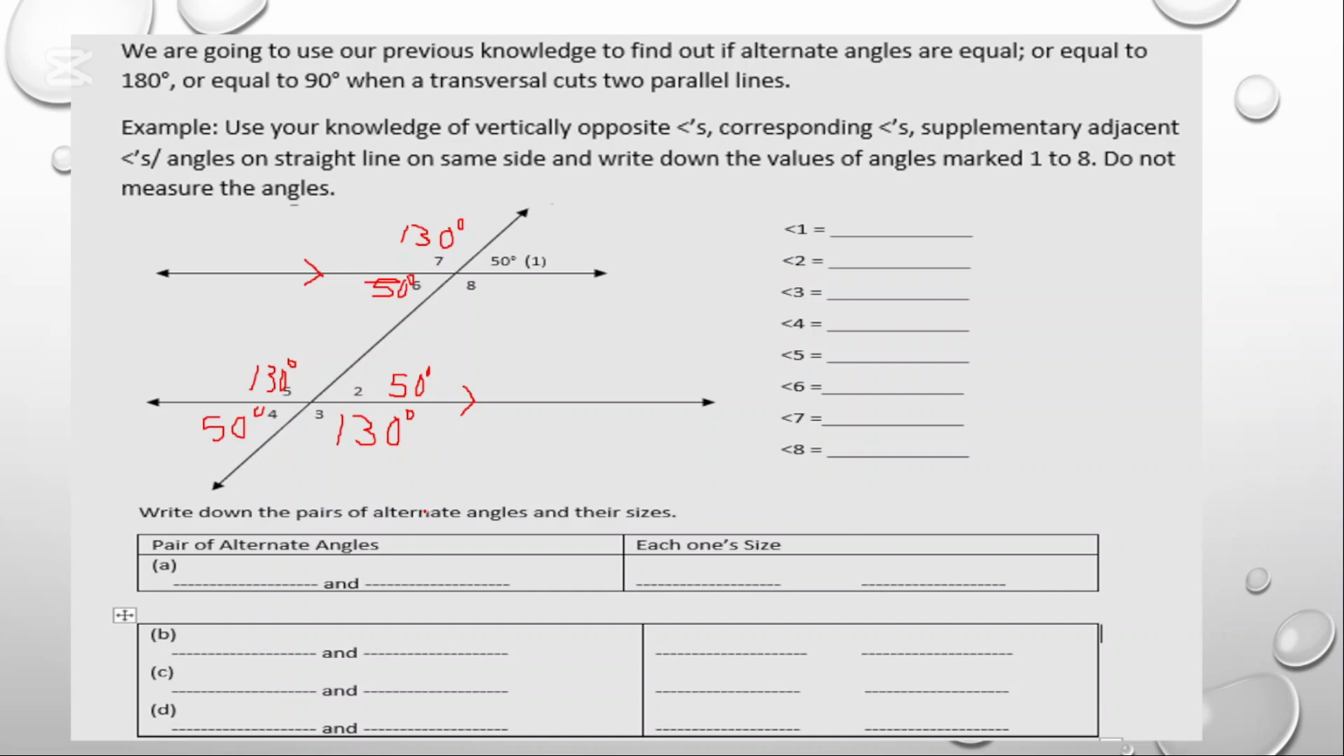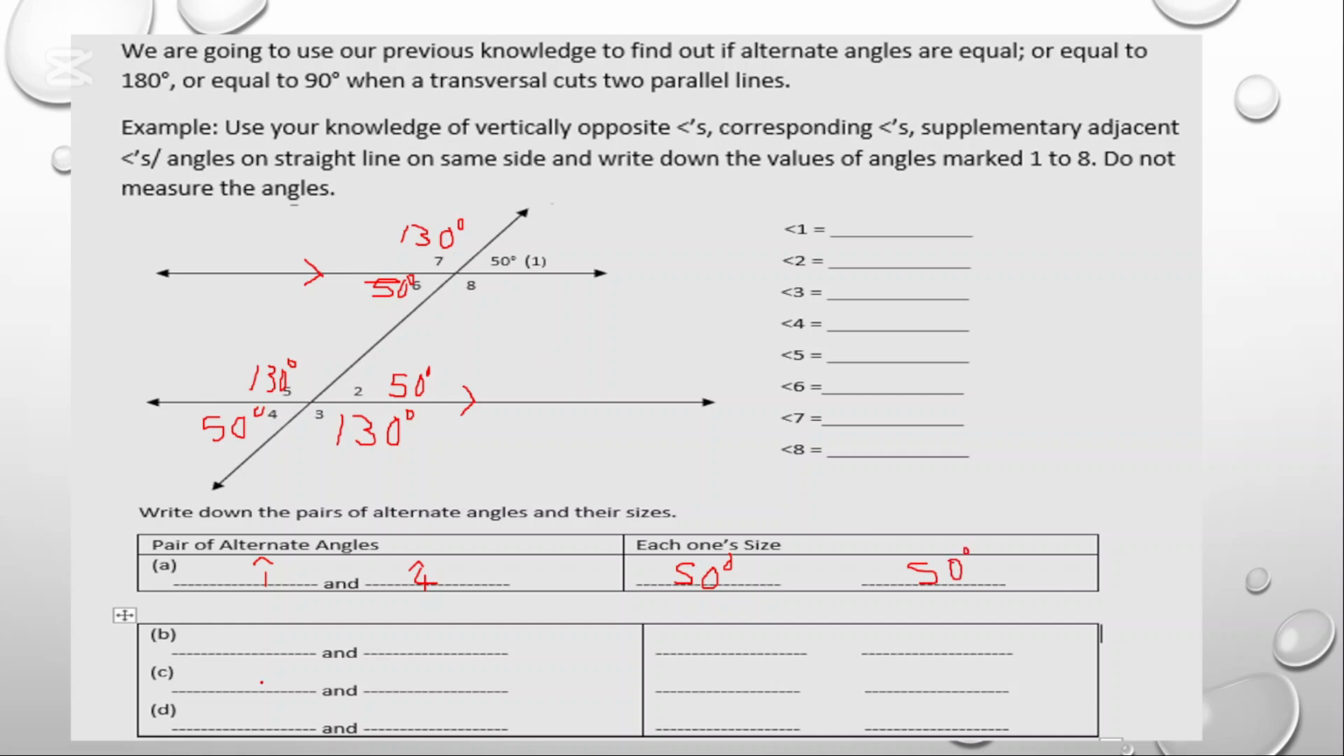Write down the pairs of alternate angles and their sizes. So I'll write down one pair. I'll write down angle 1, and the alternate pair, the other one, is angle 4. Angle 1 is alternate to angle 4. They are the exterior alternate angles. Angle 1 is equal to 50 degrees. Angle 4, where's angle 4? Over there, is also equal to 50 degrees.